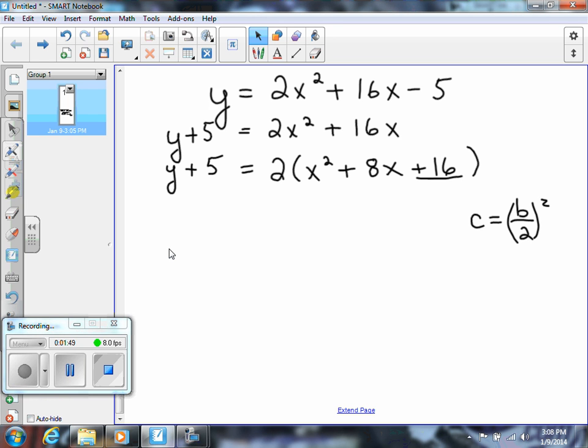Now, what I've done when I've put in the 16 is I've now changed the equation, and I'm not allowed to do that. So I need to counterbalance this. It's like a scale. I've added 16 to this side of the scale, but I'm also multiplying that 16 by 2. So I've really added 32 to that side, and I need to do the same thing to the left.